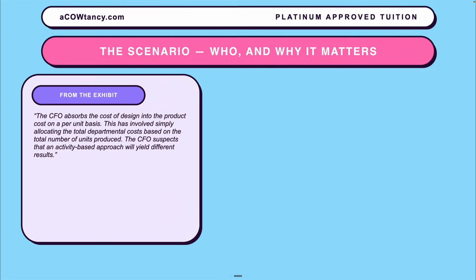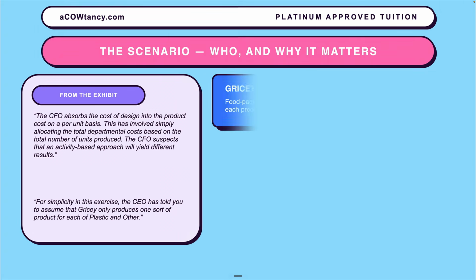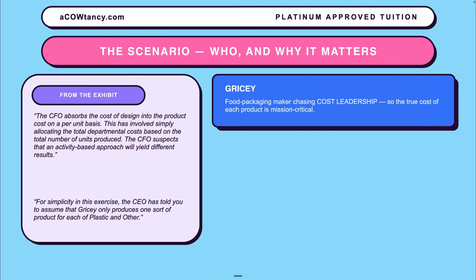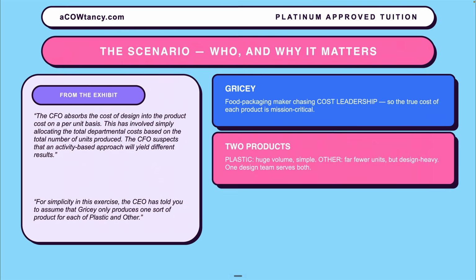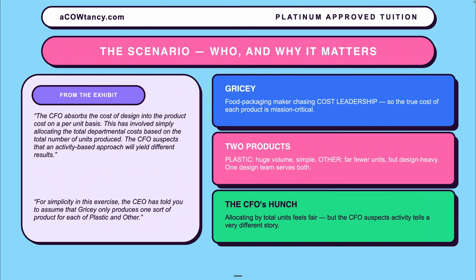So we know all about this. They're chasing cost leadership, so the true cost of product is mission critical. There are 2 products. Plastic is huge volume and simple. Other is far fewer units but design heavy. And it's the design costs that we're about to split up. So other should get loads more of the design costs because it's design heavy, and plastic should get virtually none of the design costs because it's simple. That's the idea, and that's what the CFO's hunch is.